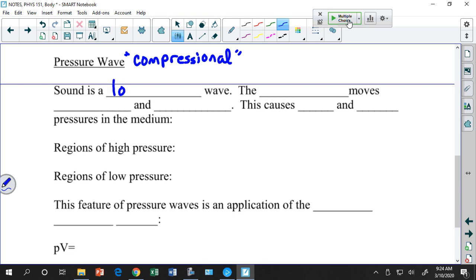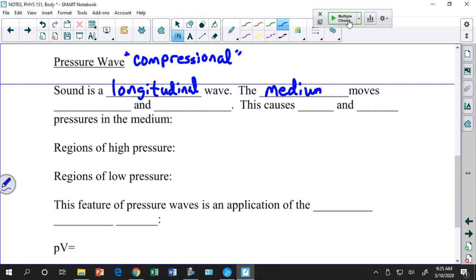Sound is a longitudinal wave. The medium in a longitudinal wave moves what? Up and down, back and forth. Back and forth. So remember, you'll probably have a question about longitudinal versus transverse waves, and that's the main difference.